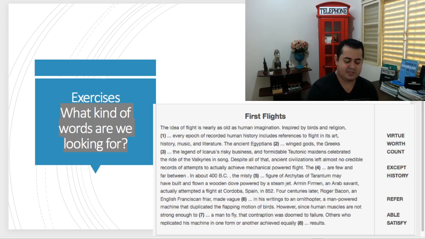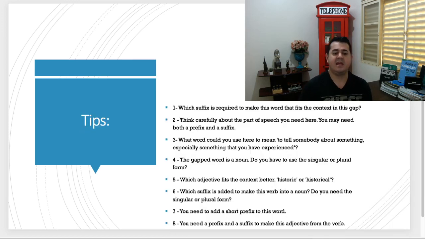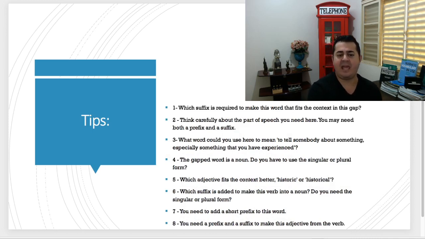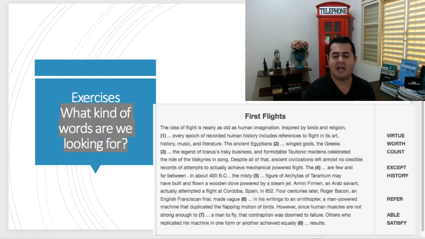So let's see some tips. In the first word, the question is, which suffix is required to make this word that fits the context in the gap? So we get back to virtue, and we know we have to add a suffix, okay? Then number two, think carefully about the part of speech you need here. You may need both a prefix and a suffix. So that tip's telling us that instead of using the word worth, you might have to add a prefix before the word and a suffix after the word, okay?